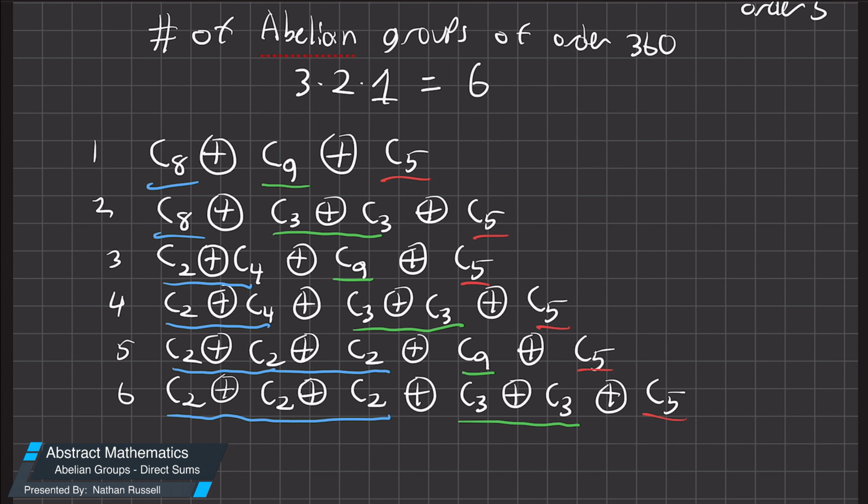So how many abelian groups of order 360 are there up to isomorphism? Well, we calculate. There are exactly 6, and specifically we can create those using this construction here.